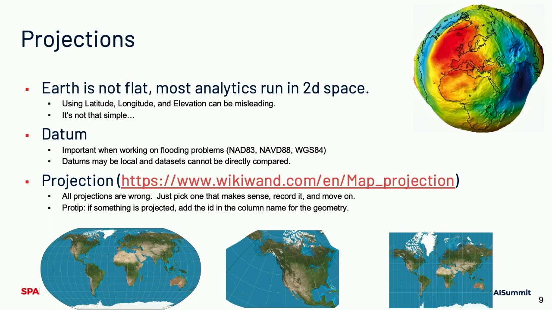The next thing I think there was more familiarity around were projections. This is kind of how we represent the globe in a 2D plane, and that makes math a lot simpler. So all projections are wrong. Just kind of get that out there. Don't think that there's a perfect one. Some will be better for different scenarios, and you could spend an hour talking about projections alone. But what we found is that all projections are wrong. Pick one that makes sense, record it, and move on.